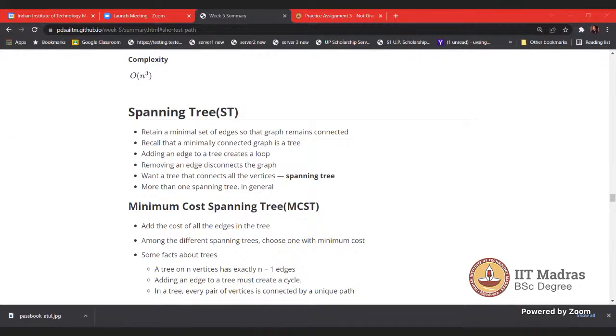So spanning tree, basically we are converting a graph into a tree form. A tree has some properties: there should not be any cycle in the tree, and the number of edges should be one less than the total number of vertices. So this form will represent a tree.